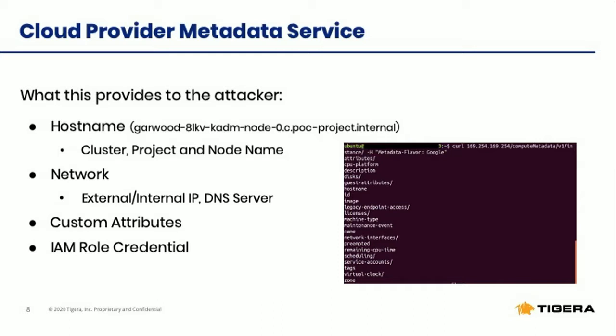Next, you will get to see the network. You can get the external IP and internal IP of the node that you're in, as well as the DNS server. So this will all be useful later on when you want to probe the other nodes in the system. There are times where the DevOps or SRE would add some attributes. This is just so that they have some special configuration they want, and the attacker will be able to see those and use it to their advantage.